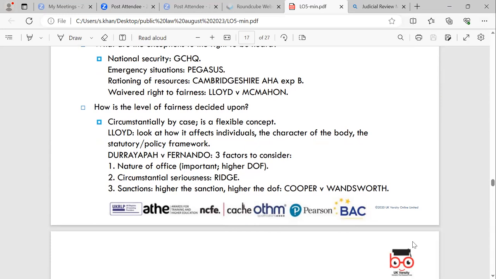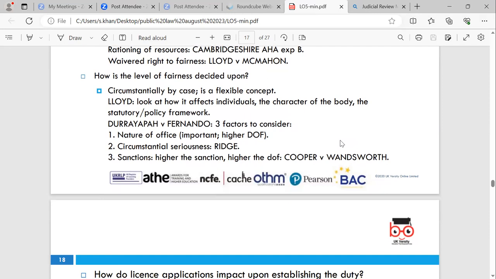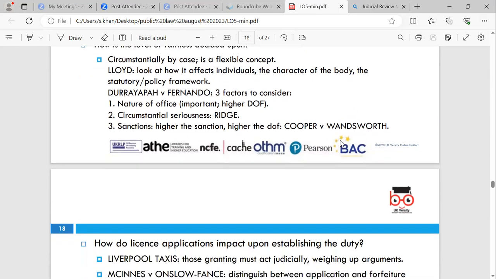How is the level of fairness decided upon? Circumstantially, as it is a flexible concept, as in Lloyd: look at how it affects individuals, the character of the body, and the statutory policy framework. In the case of Durayappah v Fernando, there were three factors that were considered. Firstly, the nature of the office; the circumstantial seriousness, as in the case of Ridge v Baldwin; and the sanction, as in Cooper v Wandsworth.